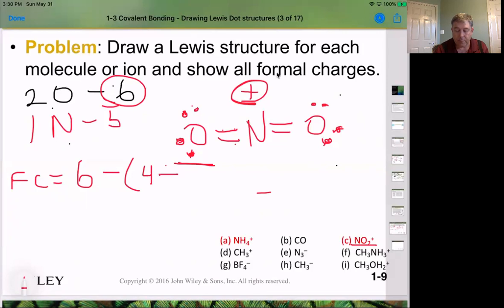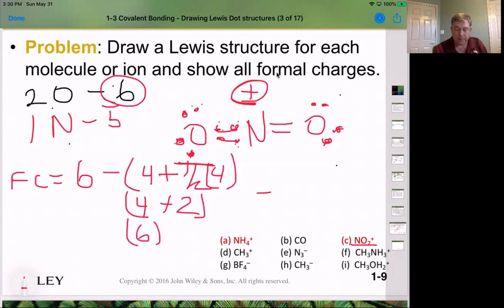And then plus 1/2 of the shared electrons. We have 1, 2, 3, 4 shared electrons. So that means that 1/2 of 4 is 2, plus 4, which is 6. So the stuff inside the bracket is equal to 6, minus 6 means the formal charge on oxygen is 0.